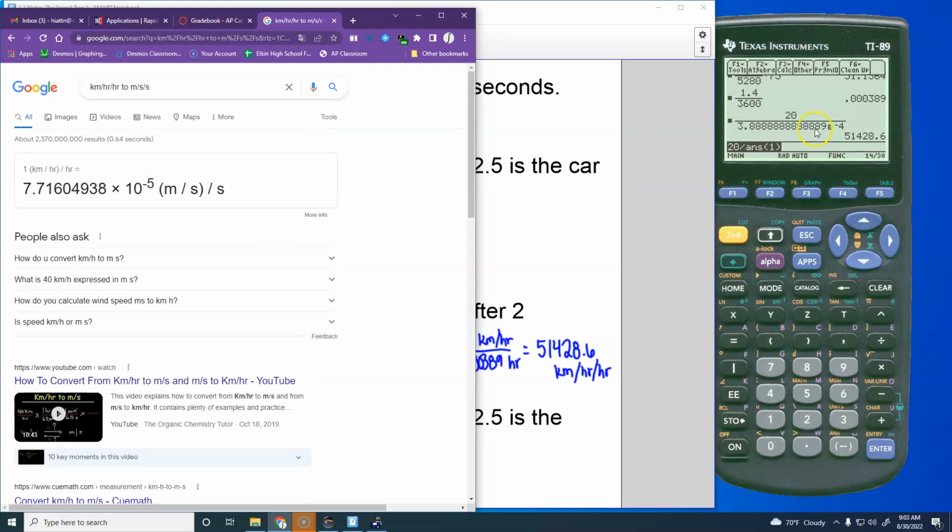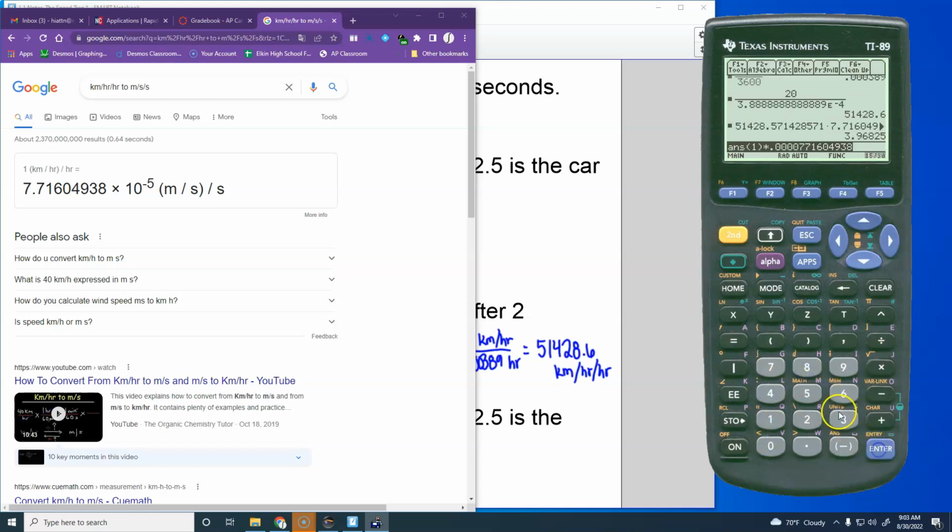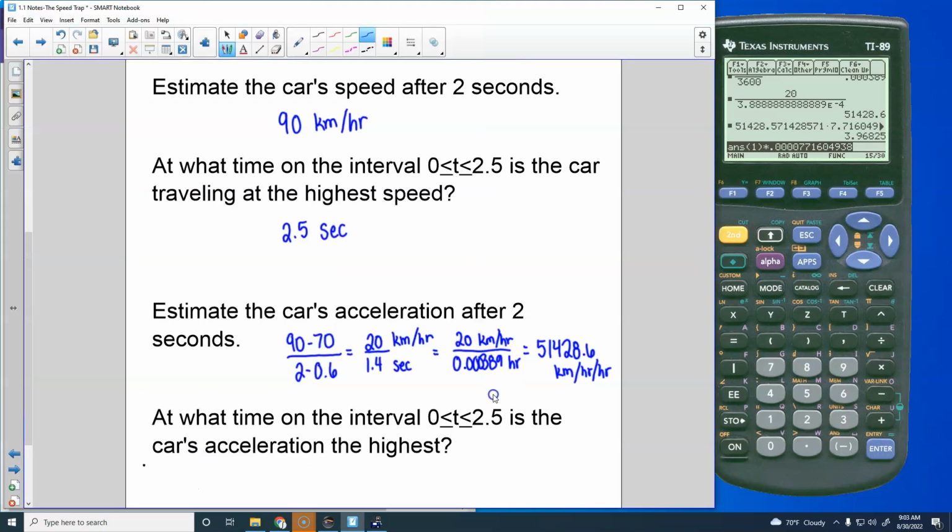All right, so if I take this and multiply it by, let's say it's 5 decimal places, 0.27778, okay, I get 3.96825. So 3.96825 meters per second per second.